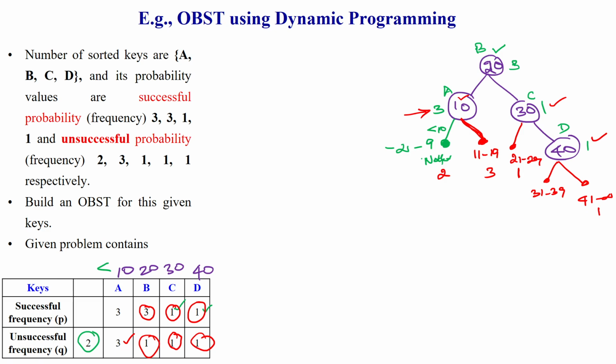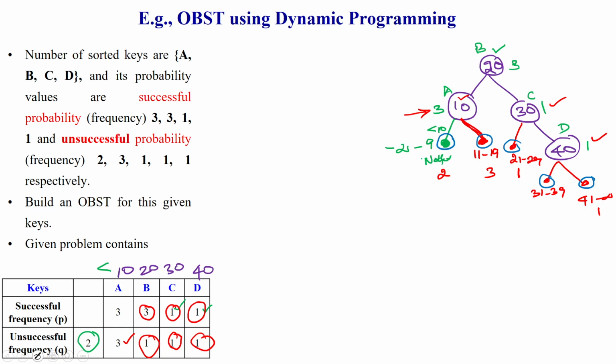So like this we have to construct the binary tree. Here these unsuccessful frequencies are given as null nodes. You see these are all null nodes, and these are all leaf nodes as null nodes. So this is the concept behind this. Based upon that, we have to construct the binary search tree that gives the optimal value, that means minimum searching cost.